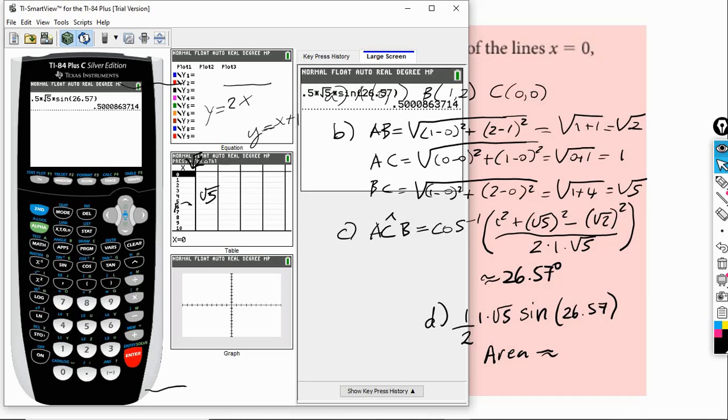So let's write that down. Need the pen. So here we go. The area then is approximately 0.5. And that would be the final answer.